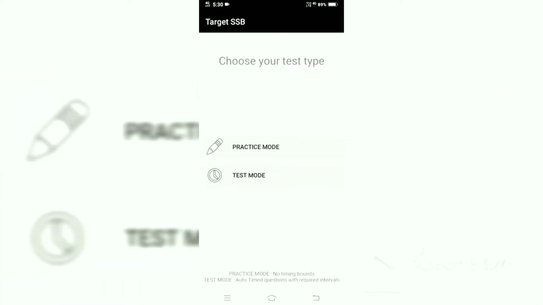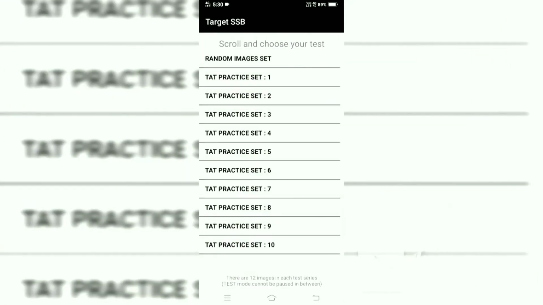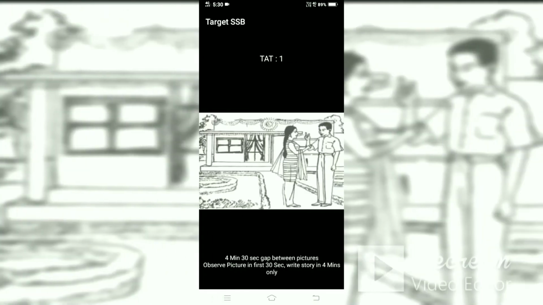One is practice mode, where we can check all those pictures, and in the test mode the original test will be there, with the 4:30 gap between pictures. Observe the picture for the first 30 seconds, then write the story in 4 minutes. The picture automatically disappears in 30 seconds, and then you have to write a story. This is a good method to practice.